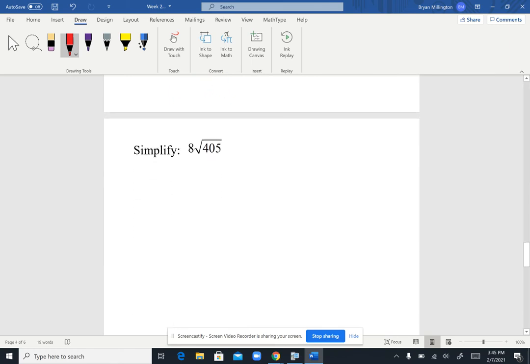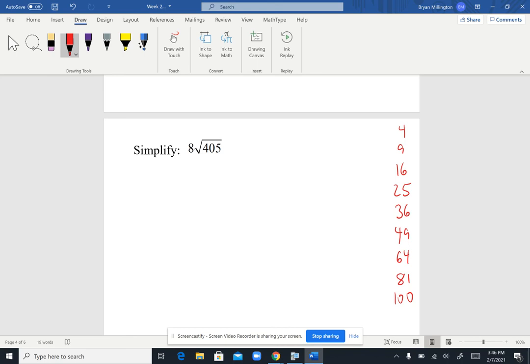All right, this one really works the same. There's an 8 in the front. The only difference is that you will multiply whatever you get in front of the radical by 8. So this is 8 times the square root of 405. Again, you've got all these perfect squares, and we have to find which one goes into 405. So go ahead and try that for a minute. Pause it, and then come back.